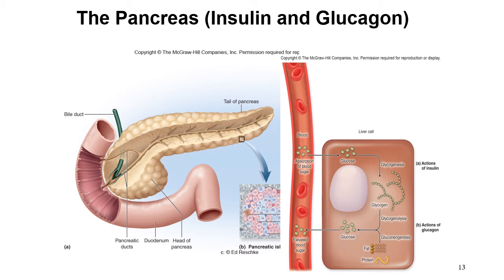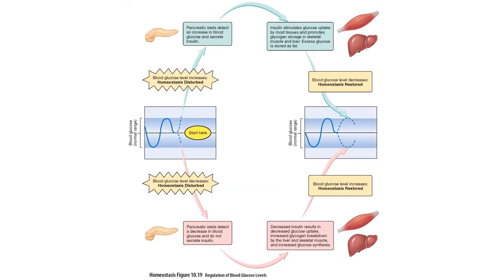On the inverse of that, glucagon is a hormone that is secreted when your blood sugar levels are low. So now we're going to take what is called glycogen, which is the stored glucose. We're going to break it down into individual glucose molecules and put it back into your bloodstream to increase your blood sugar levels. If insulin is not secreted properly, the receptors don't work. That leads to a condition called diabetes.